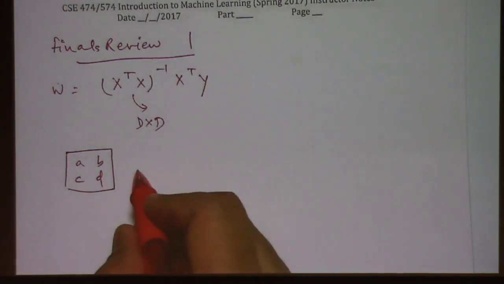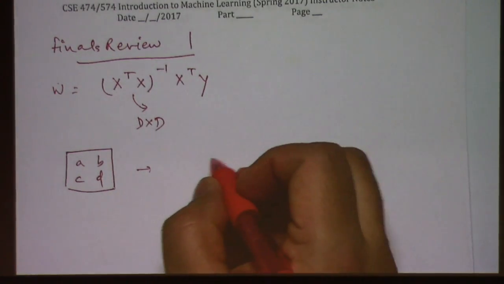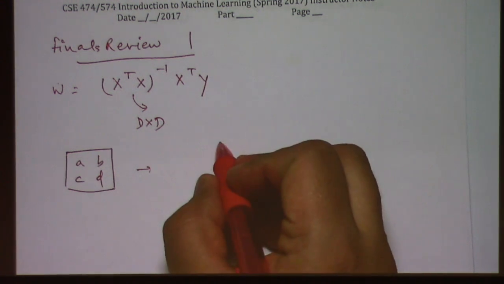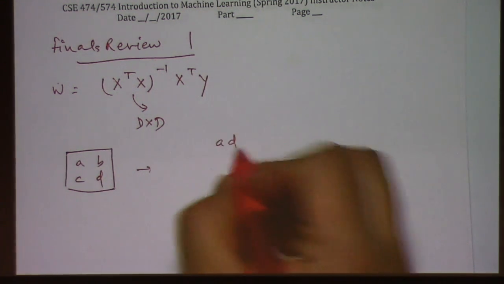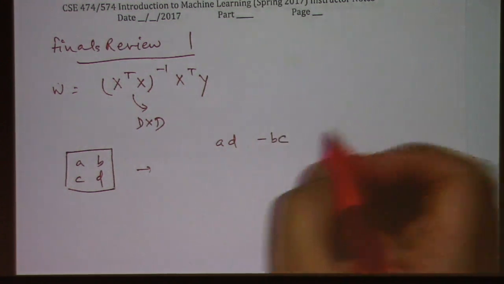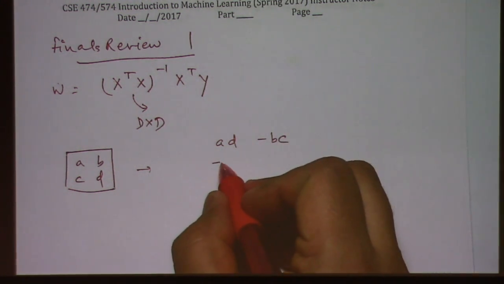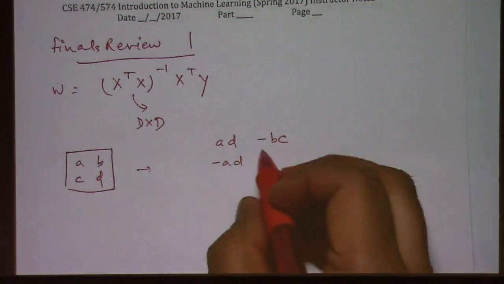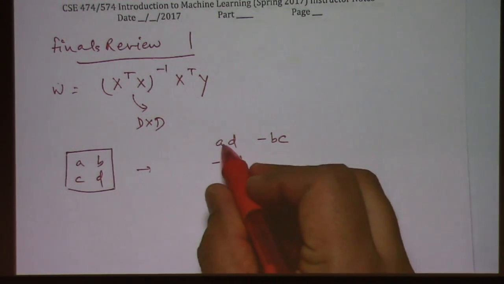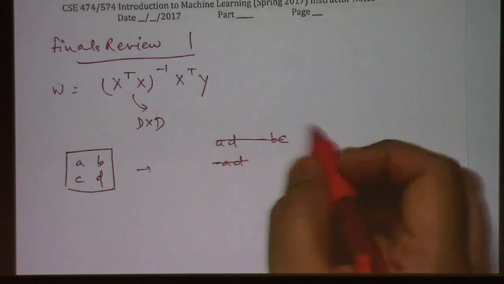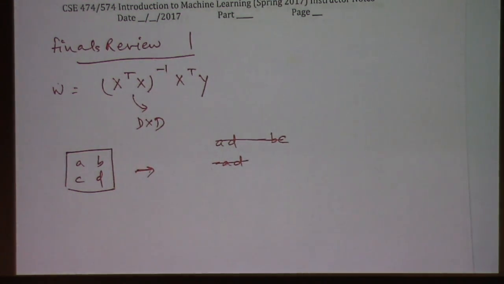Because that is just how do you compute inverse? AD minus BC, minus AD, I don't know. Oh, I forgot how to do it. But I think it's sort of a standard way to do that. So I could ask you that, right? And if I ask you that, I'll tell you how to do it.